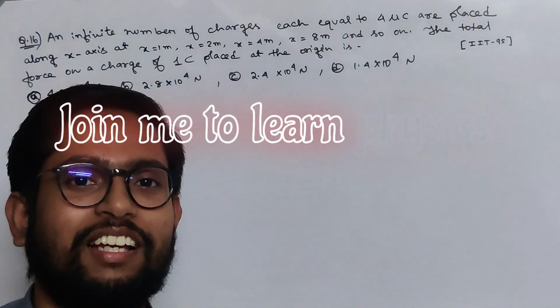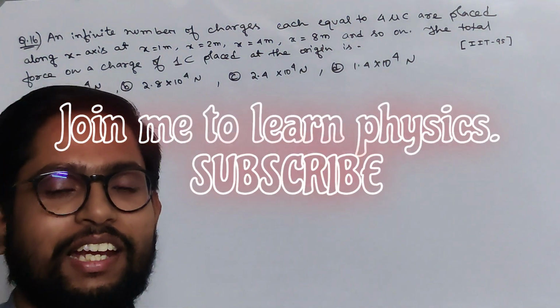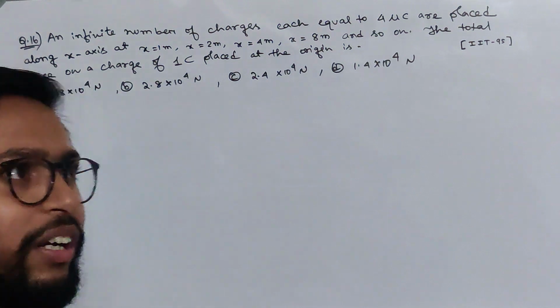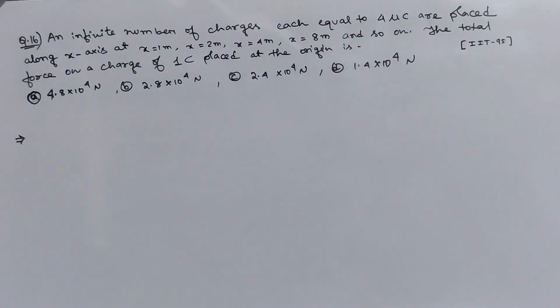In today's class, I will continue from the last lecture and we will solve 5 more numericals. Okay. So question number 16: an infinite number of charges, each equal to 4 microcoulomb, are placed along the x-axis at x equal to 1 meter, 2 meter, 4 meter, 8 meter and so on. The total force on a charge of 1 coulomb placed at the origin is, you have to choose out of these 4 options which one is correct. By the way, this question was asked in the IIT entrance examination in 1995. Okay, let's solve it.